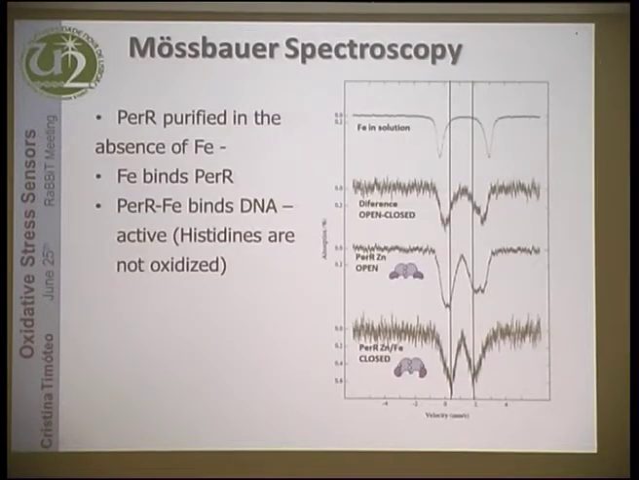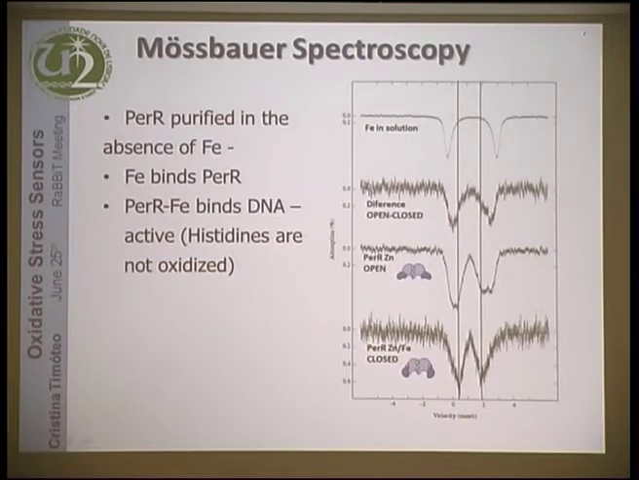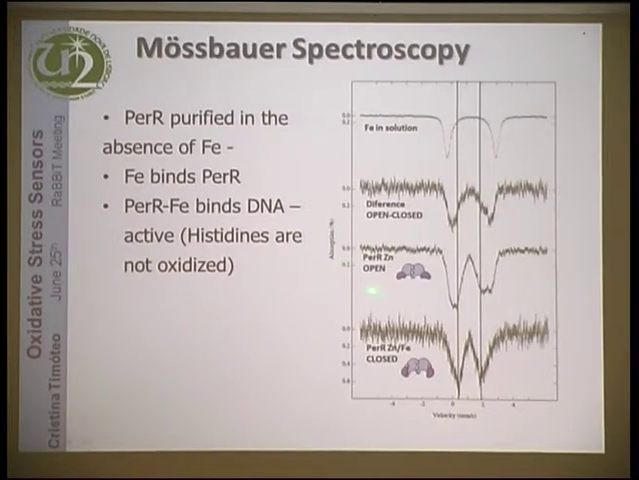So then we did mass spectrometry to understand if the protein was in an active form, and when we added iron and zinc, if the conformation changed or not. We had one preparation which only had zinc, and one preparation which had zinc and iron.